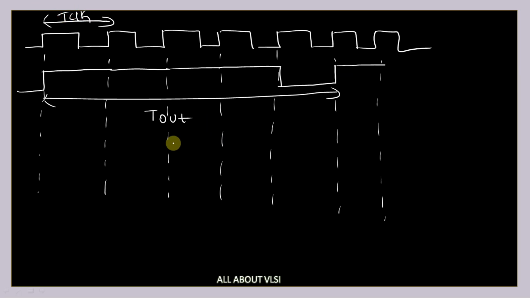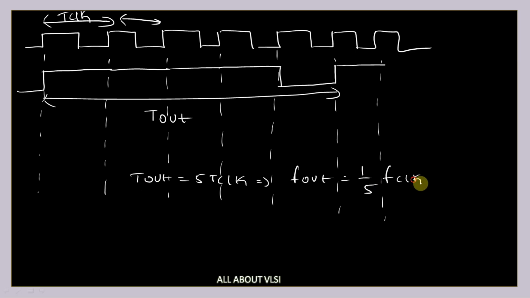Here, if I carefully observe, if the output completes 1 cycle, then the clock is completing 5 cycles. That is, T out is equal to 5 times T clock, and if I convert it into frequency, F out is equal to 1 by 5 times the frequency of the clock. If I consider an up counter or down counter and take the MSB, I'm going to get frequency division by 5 only. But the duty cycle changes.